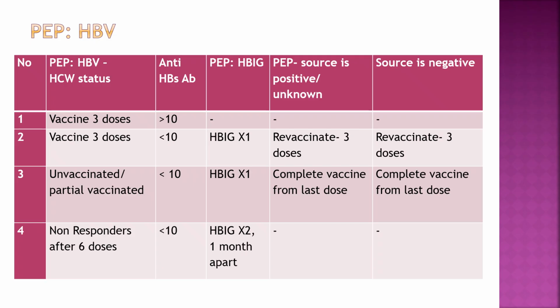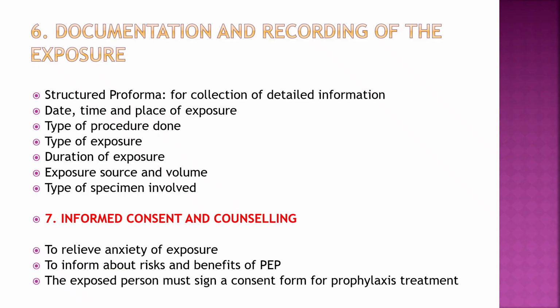In the unvaccinated, if HBsAg is positive but the titer is negative, then give immunoglobulin 1 dose and the complete vaccine schedule, that is 0, 1, 6 months, to be taken. If the test is negative and anti-HBs antibody is negative, there is no need of immunoglobulin but the complete vaccine, that is 0, 1, 6, is to be taken. Then the 6th step is documentation and recording of the exposure.